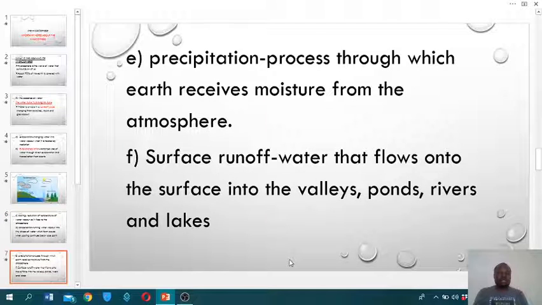Another process, E, is precipitation. In our previous lesson we learned about precipitation, which is the process through which the earth receives moisture from the atmosphere. Moisture is the other name; if you like, you may call it water. So whenever water falls from the atmosphere toward the earth, that is precipitation. And remember, we also looked at the various forms of precipitation like sleet, snow, hail, dew, name them.